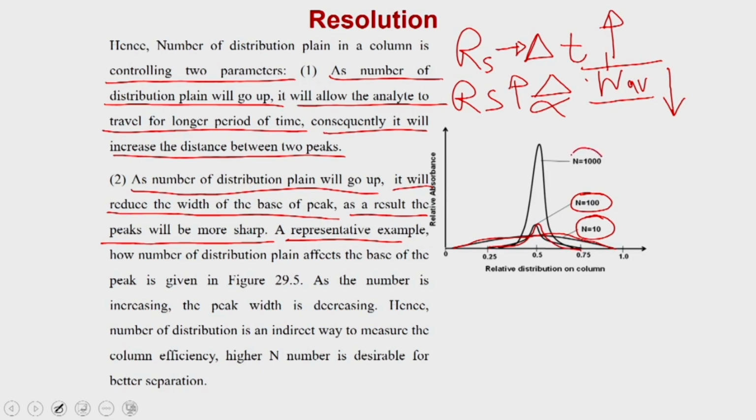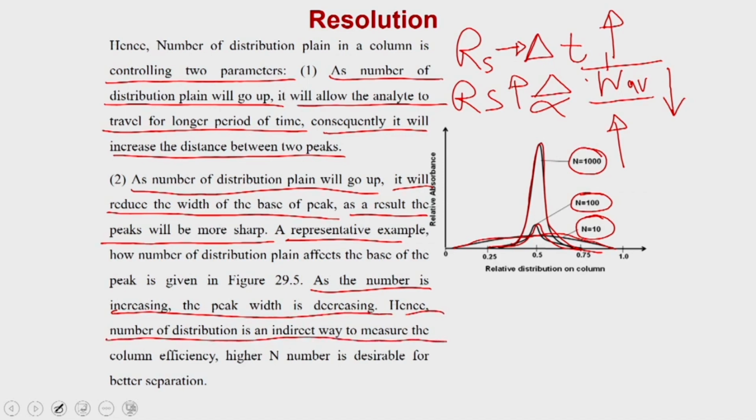But if you increase n to 1000, you will see a decent peak with a narrow base, which means if you increase n, you reduce the base width, and as a result the peaks become sharper and sharper. As the number is increasing, the peak width is decreasing, hence the number of distribution planes is an indirect way to measure the column efficiency. A higher number is desirable for better separation.